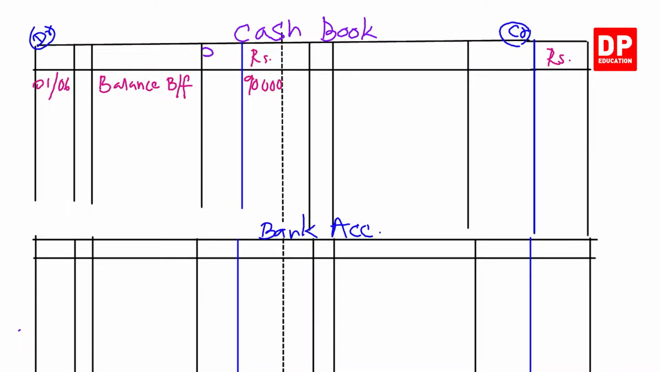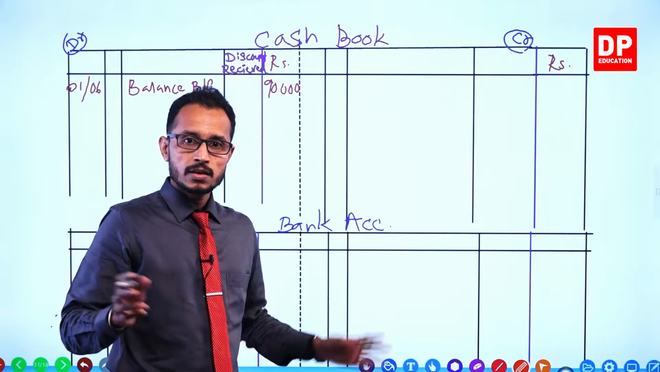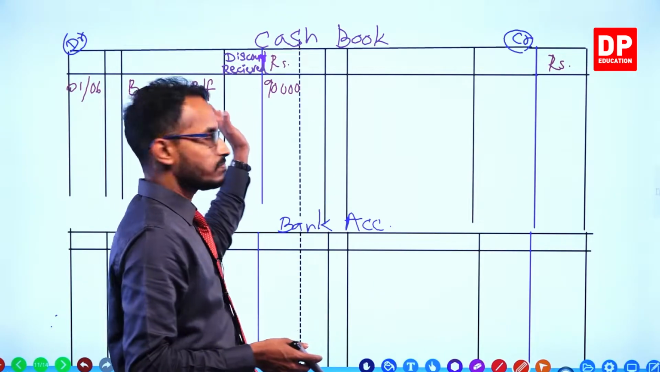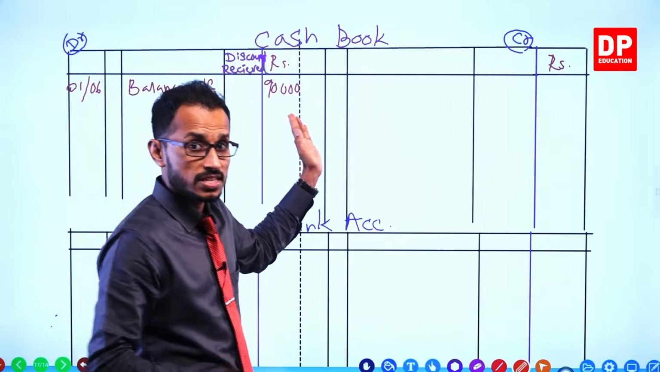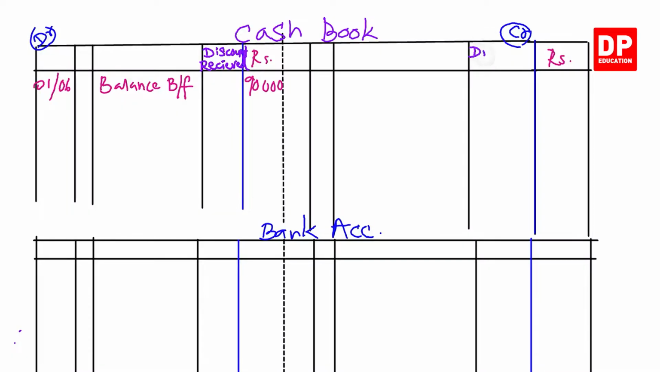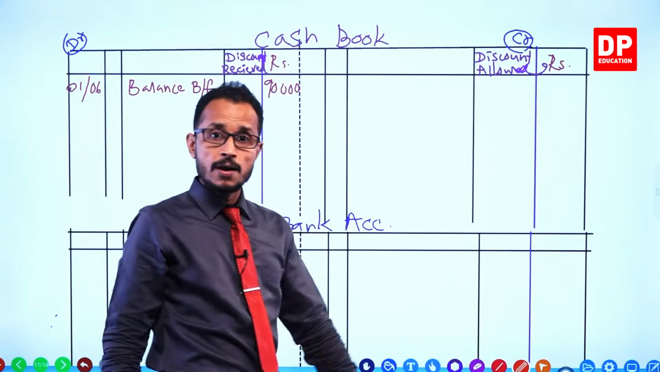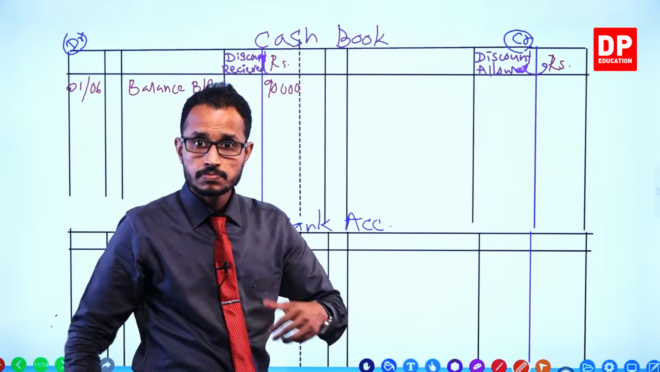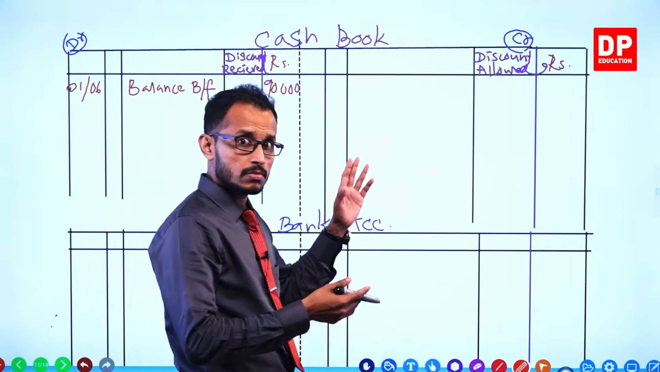This side, discount received. Can you see? This is discount received, all right? Correct, right? So, on the debit side, if we have discount received, on the credit side, we have discounts allowed. All right, like this. Yeah? Correct? All right. Moving on.